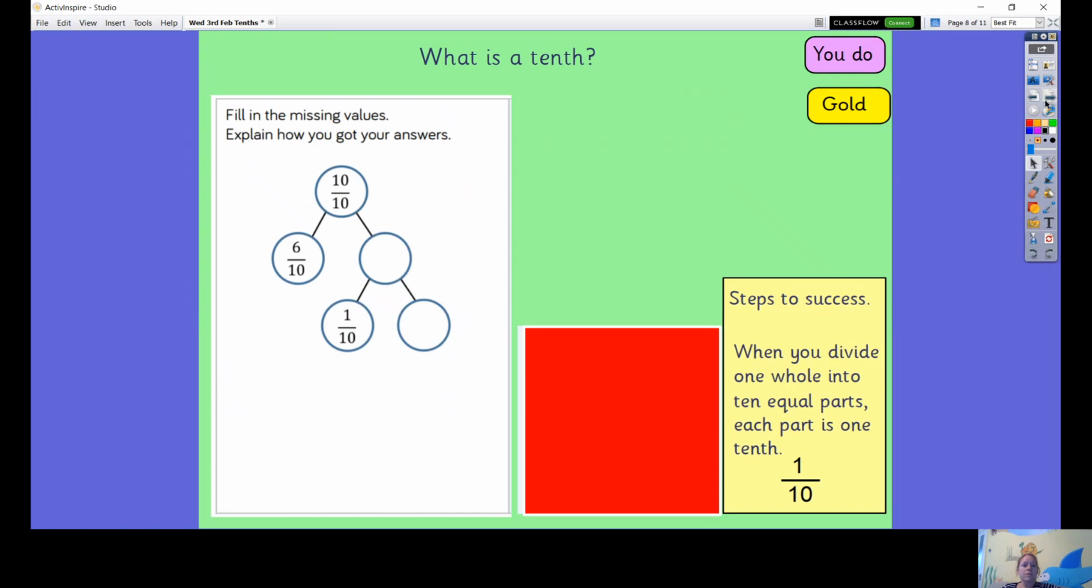So moving on, fill in the missing values. This is a part-whole model or a whole-part model, depending which round you say it. So if I've got 10/10 here, so the whole one here, and then 6/10 there. What goes with 6/10? How many tenths do I need to put in here to go with 6 to make it up to 10? Okay, and then whatever answer I've got in here, these two need to add up to there. So pause here and have a little go at filling in that part-whole model, please.